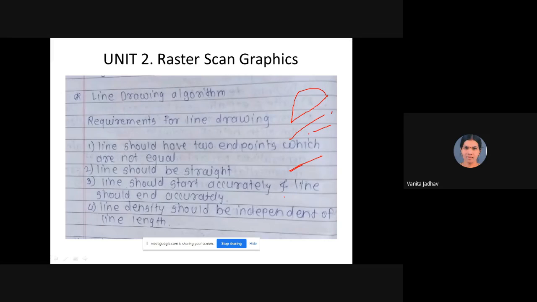Any doubt? Can we proceed further? Yes, ma'am. So this is the basic concept which we already know. Now we'll proceed further.